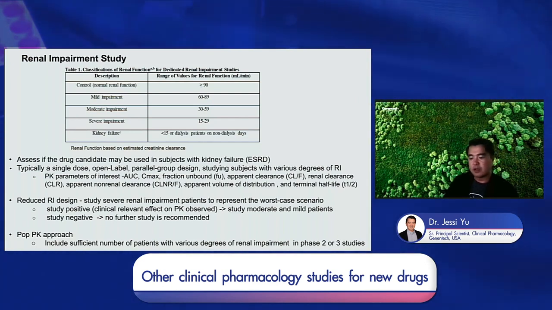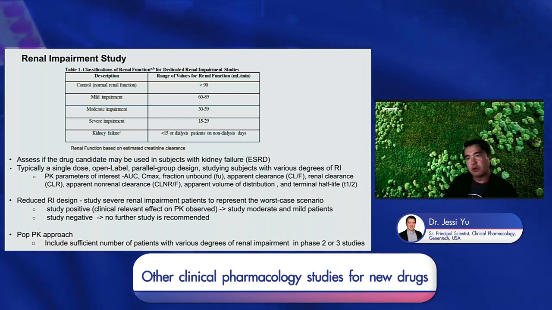So for the renal impairment study, the renal impairment is informed by estimation of the creatinine clearance. And on the top here, I'm just copying the FDA guidance. You can see there are different categories of renal impairment. You want to understand whether your drug candidate may be used in patients with end-stage renal disease, so kidney failure. And if that's unlikely, then you probably don't need to worry about studying the drug in patients on dialysis, et cetera.